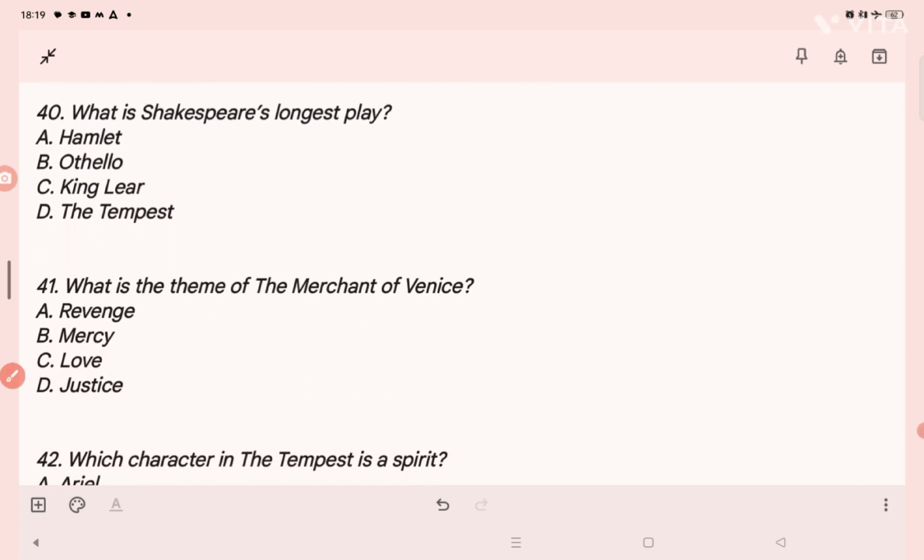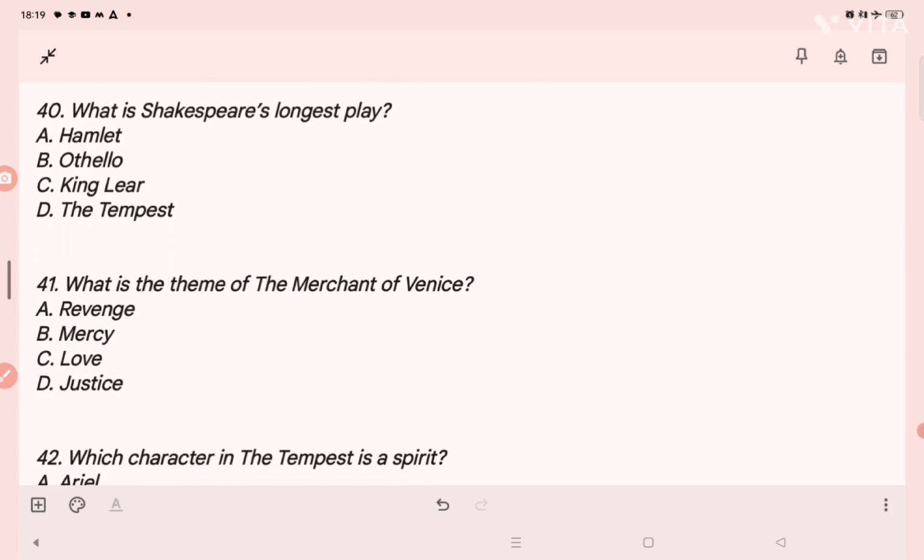What is Shakespeare's longest play? Question number 40. Hamlet. Hamlet is Shakespeare's longest play with its complex structure and deep exploration of themes like revenge and morality.